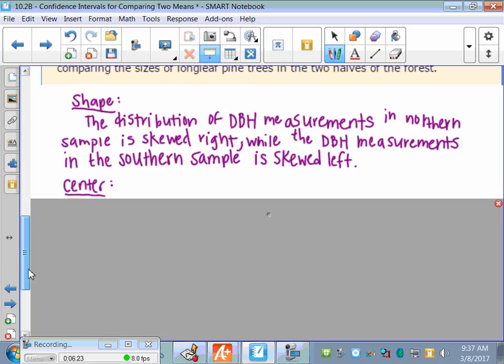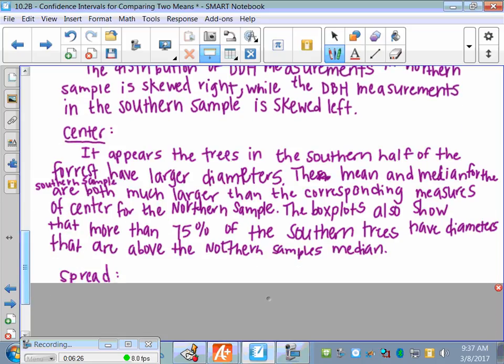Okay. So for the center, it appears the trees in the southern half forest have larger diameters because the mean and the median for the southern sample are both much larger. I think you really only have to compare one of those. If you just talk about the median, that's probably okay. And then they just mentioned the box plots show that more than 75% of the southern trees have diameters that are above the northern sample's median.